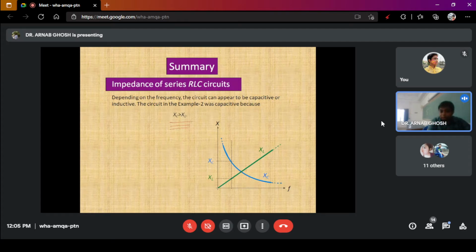So if you are plotting XC, this is your XL. If this is your resonant frequency, the frequency mark will be somewhere less than the resonant frequency, right?